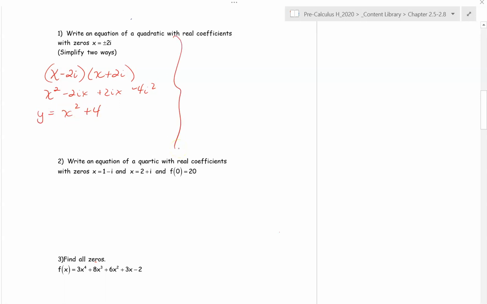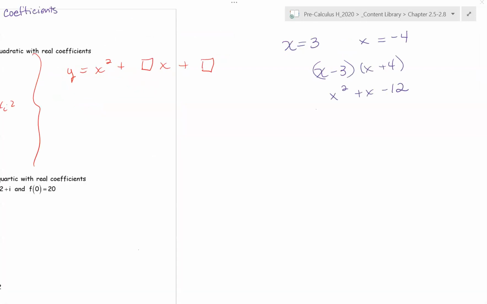But here's something else I wanted you to think about. Let's say that you wanted to do it a different way. Let's go ahead and put that one on hold for a second and think of a different example. Okay, so a completely different example over here. Let's say that we have zeros at 3 and negative 4. So wouldn't your equation look like this, x squared plus x minus 12?